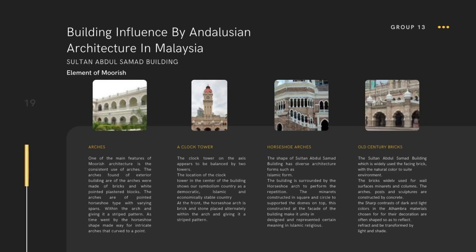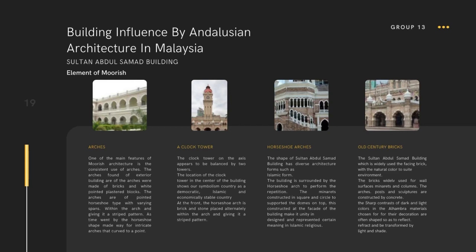Next is the horseshoe arches. The Sultan Abdul Samad building has diverse architectural forms, such as the Islamic form. The building is surrounded by the horseshoe arch to create repetition. The minaret is constructed square and circular to support the domes on top. This, constructed at the facade of the building, creates unity in the design and represents certain meanings in the Islamic religion.